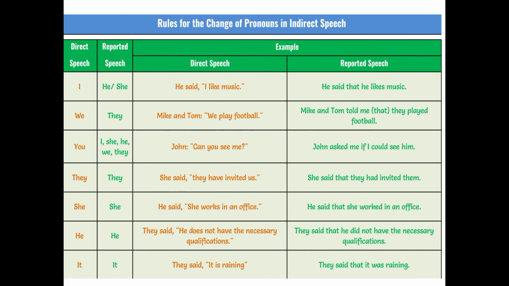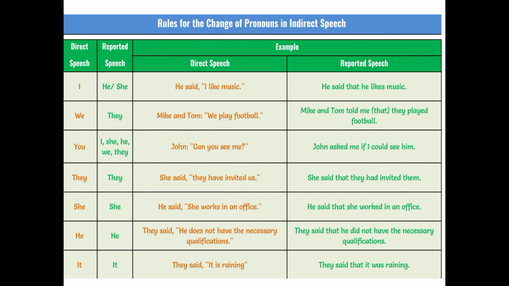Okay, now next, if you get you, this is the second person pronoun. If you see you in the second person pronoun, then you have to change according to the object, meaning that if you get after said any kind of thing like me, him, her, you have to change according to this. Like here you can see John said to me, can you see me? John is asking something, so this is a question.